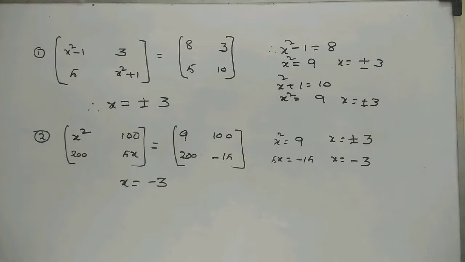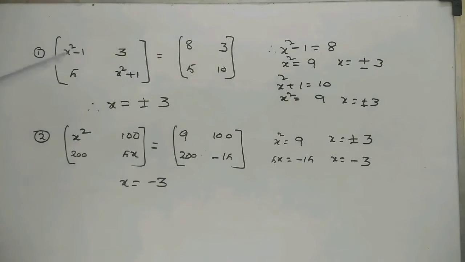So problems based on equal matrices will be like this. In the first problem, x square minus 1, 3, 5, x square plus 1 is in one matrix. In the other matrix, 8, 3, 5, 10. The corresponding elements should be equal and the order also must be the same. Order is same here. Corresponding elements we are equating.